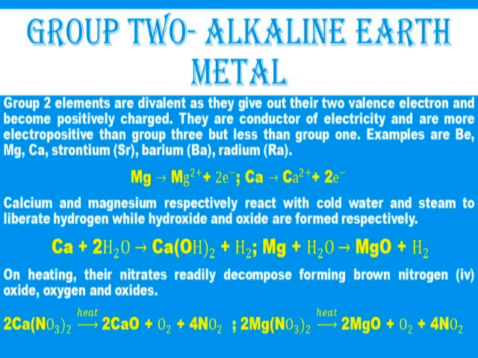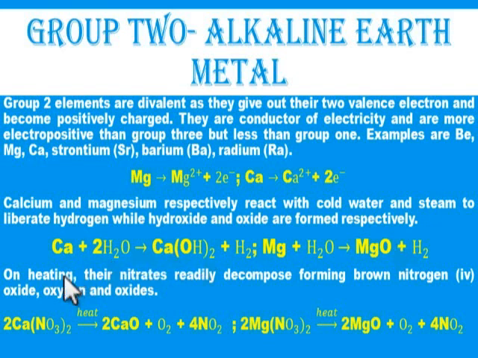Calcium and magnesium, respectively, react with cold water and steam to liberate hydrogen, while hydroxide and oxide are formed respectively. So as you can see in this reaction, when calcium reacts with water, it gives you calcium hydroxide and hydrogen gas is liberated. Now, when magnesium reacts with steam, it gives you magnesium oxide and hydrogen gas is liberated.